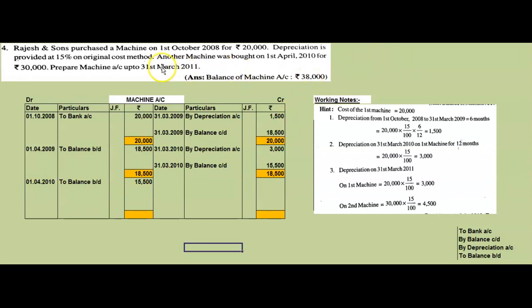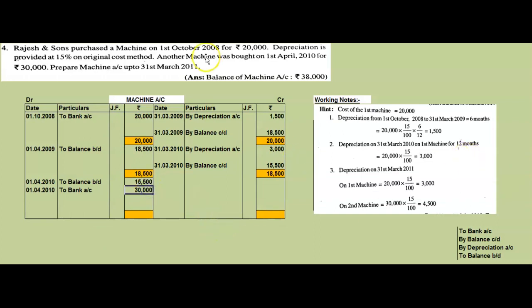On this date what happened? Another machine was bought on 1st April 2010. Another machine costing rupees almost 30,000. Now a new machine is also purchased here. So entry should be made for that also now. How will we make it? Same. Whenever a machine is purchased, what do you have to write? To bank. How much is the value of the machine purchased here? 30,000. Understood? Where you have taken new entry? First, this is the balance of the first machine, and this is the balance of the second machine.